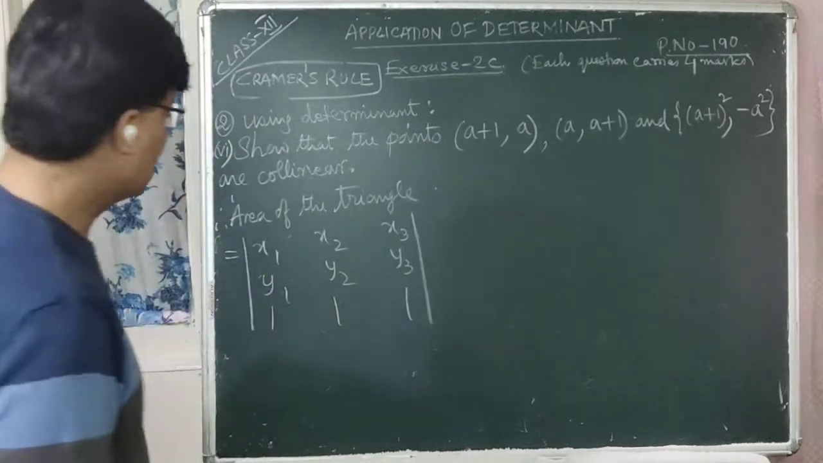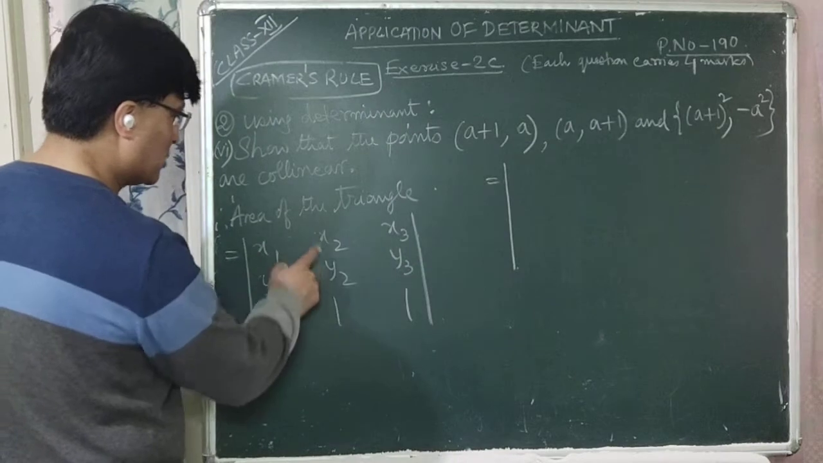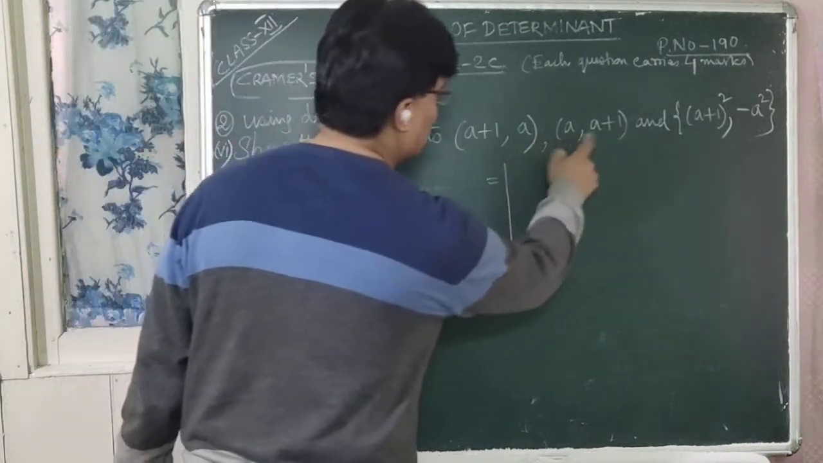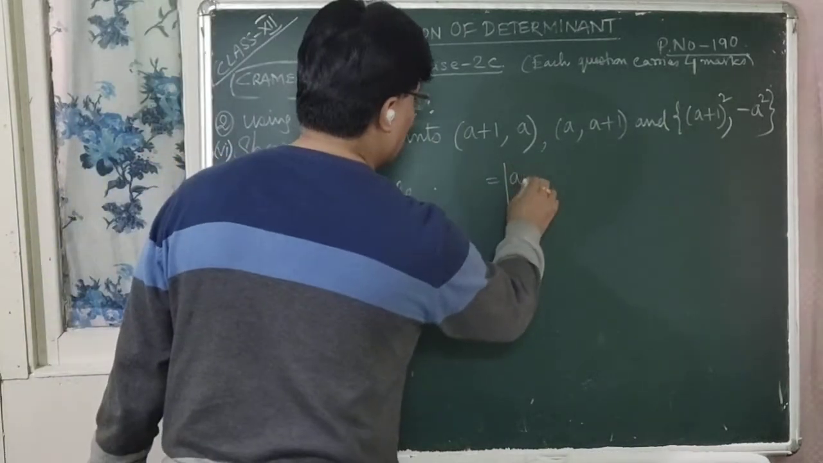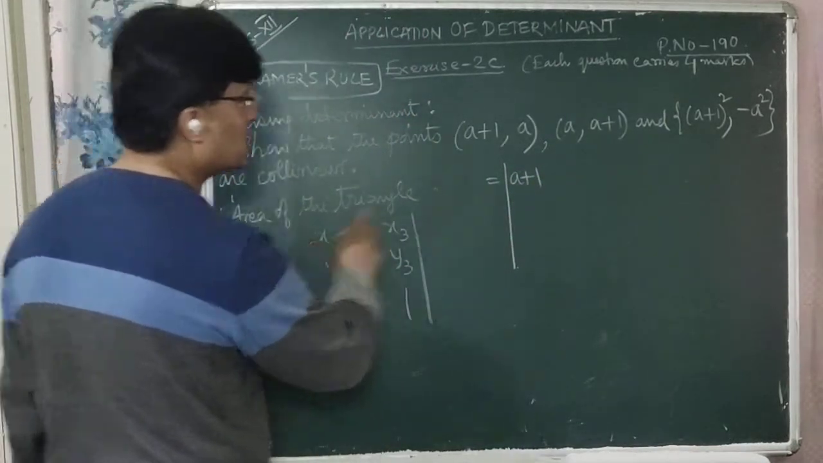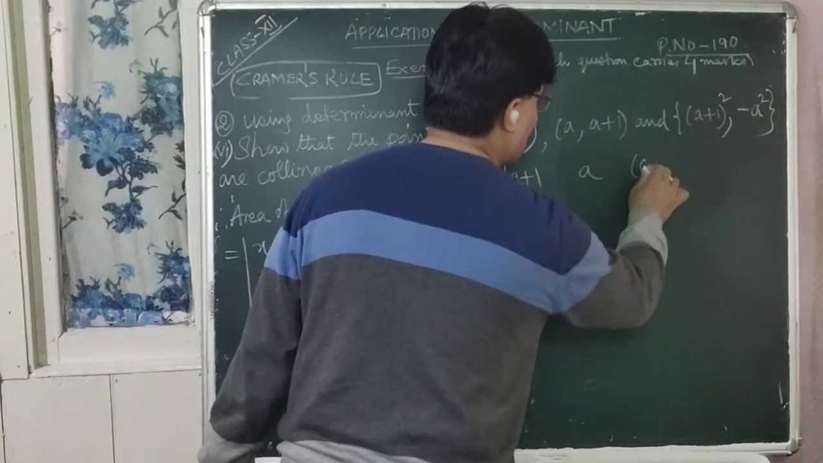Right? So let us put the value now. So x1, y1, x2, y2, x3, y3. Okay. What is x1 here? It is a plus 1. What is x2? It is only a. What is x3? It is a plus 1 whole square.